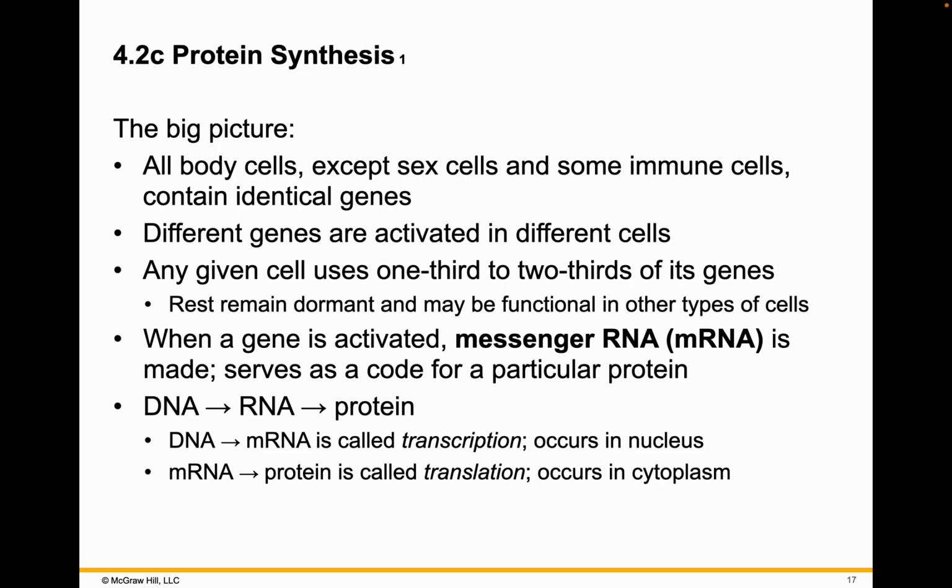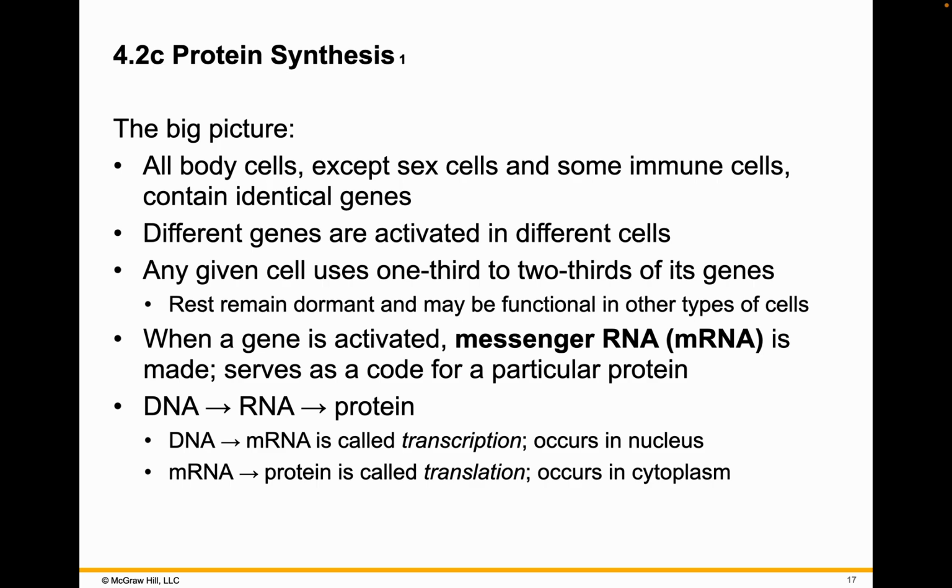So in all body cells, except sex cells and some immune cells, genes are identical. Different genes are activated in different cells. Any given cell is using about 1/3 to 2/3 of its genes at any time, and the rest remain dormant or may be functional in other types of cells. When a gene is activated, messenger RNA is made, which serves as a code for a particular protein. So DNA is copied to RNA. RNA is translated into a protein.